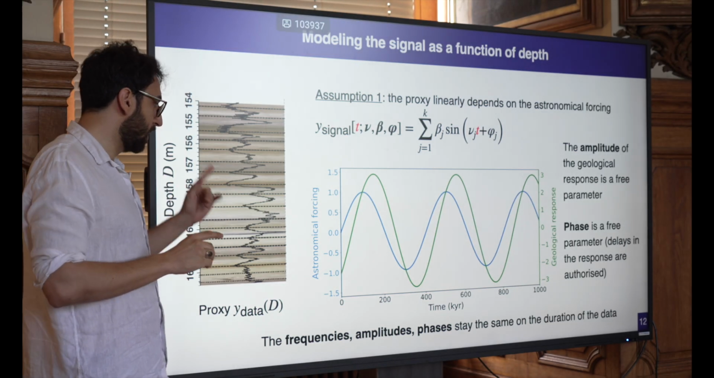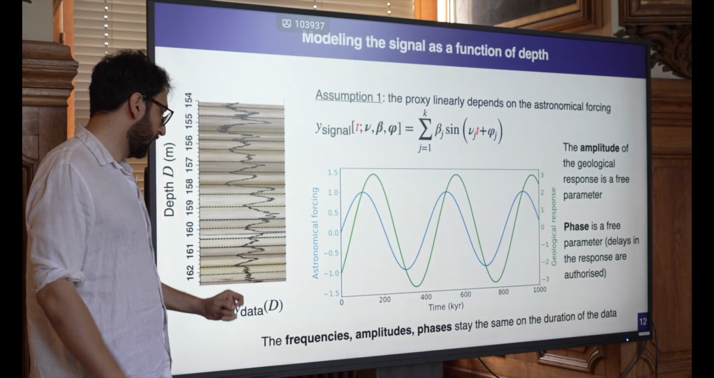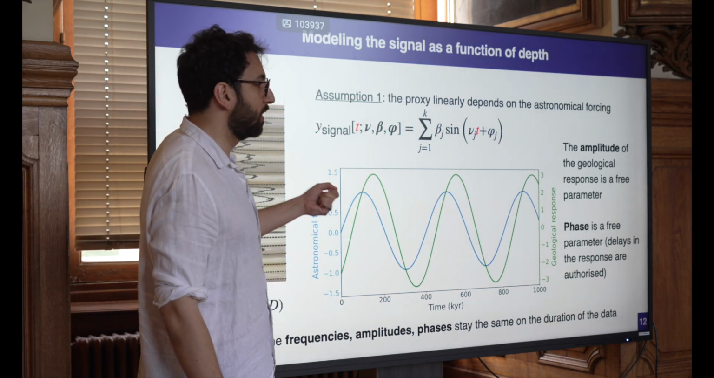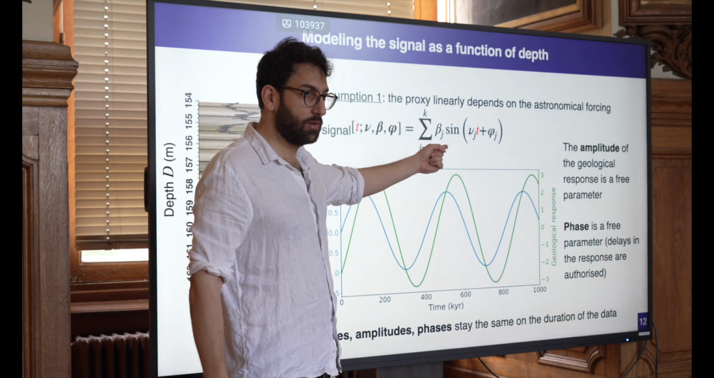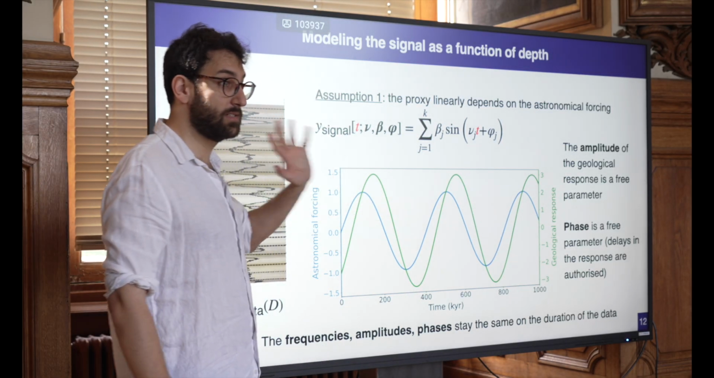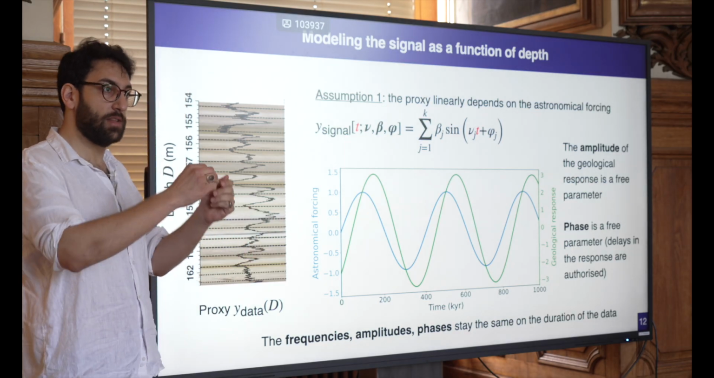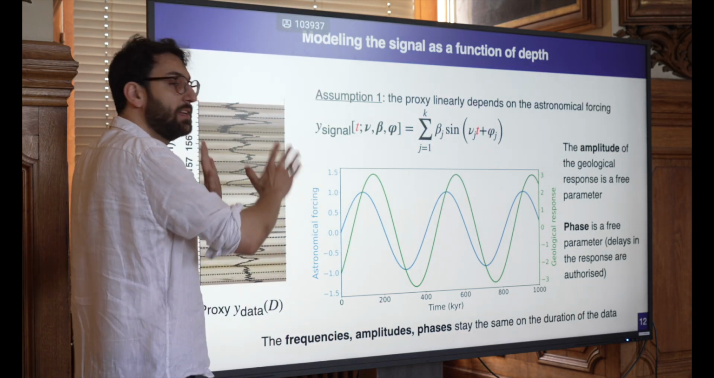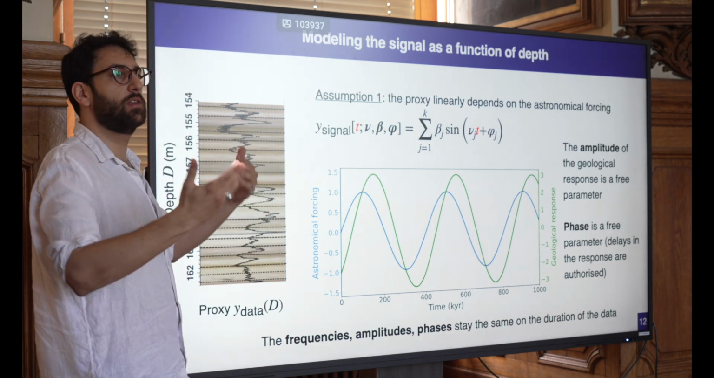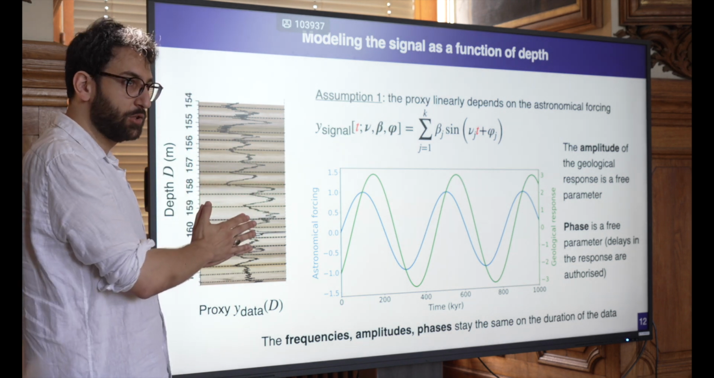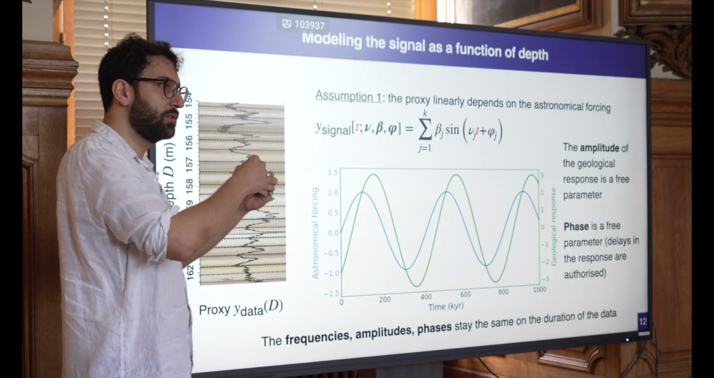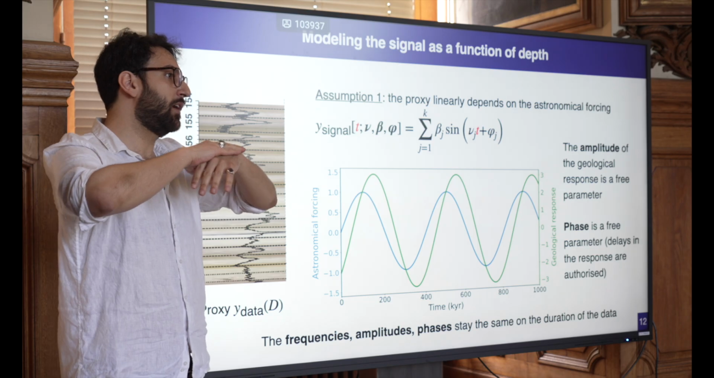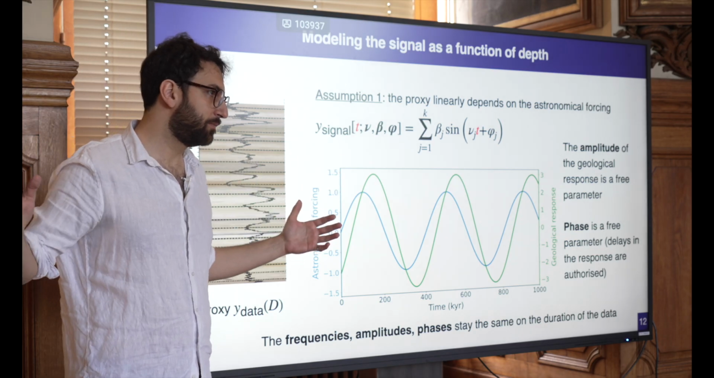Another important thing to note is that on your data set, you assume that the frequencies, the amplitude and the phase of a particular frequency of the astronomical signal stay the same. We've seen before that the frequency evolves over time, but here, at least in this version of AstroGeoFit, which might evolve in the future, we assume that the frequency is going to stay the same. So you don't want to apply AstroGeoFit to data over 70 million years, for example.